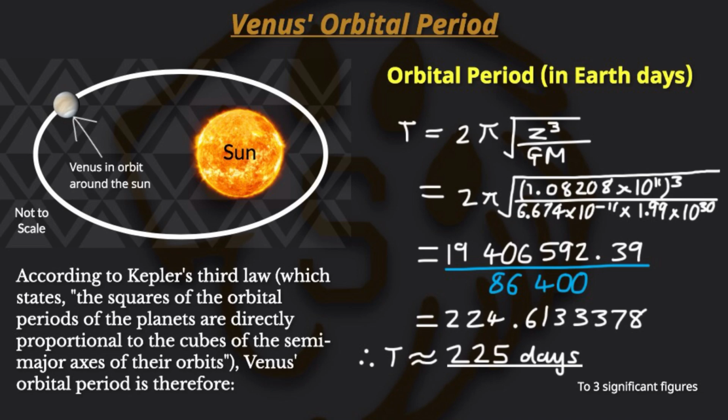Which means we divide by 86,400 seconds. That's 60 seconds times 60 minutes times 24 hours. That will give you 86,400 seconds. So we divide those seconds by that, and we get a value approximately equal to 225 days. So Venus takes 225 Earth days to orbit the Sun, to go around the Sun in that orbit.